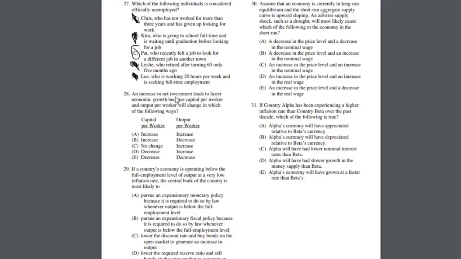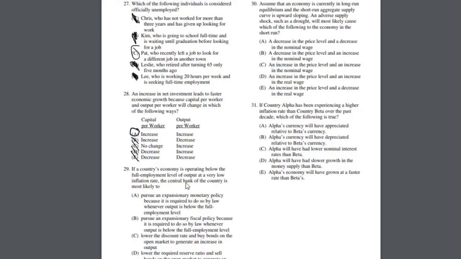An increase in net investment, that's going to increase long-run aggregate supply, so just keep that in mind. Leads to faster economic growth because capital per worker and output per worker will change in the following ways. So capital per worker will increase because you invest in those workers more. So we know that it's going to be an increase in both, because whenever capital per worker increases, that means that output per worker will also increase.